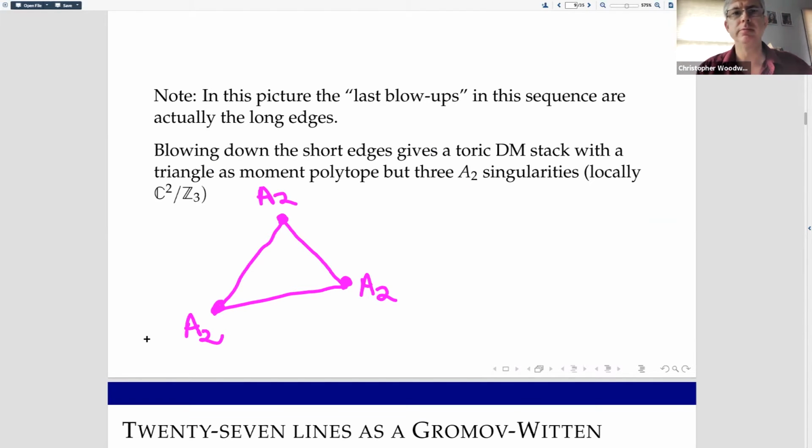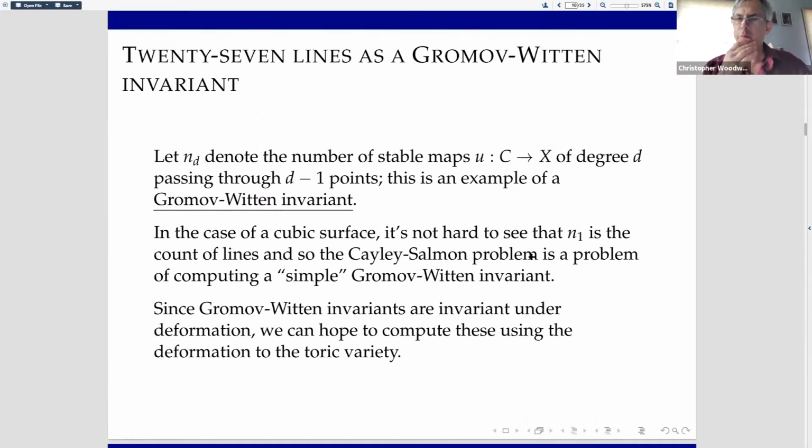Any questions so far? Okay, so a Gromov-Witten invariant means you count the number of stable maps of some degree, and by this I mean homology class. In general, as the degree gets larger, in this particular case, the dimension of the space of maps gets larger. So you have to cut this down by a constraint by requiring that they pass through d-1 points.